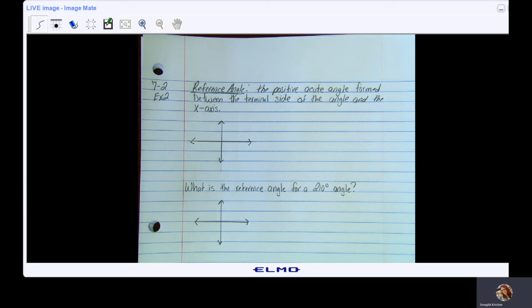And we are looking at topic 7.2, example 2, your introduction to reference angles. So a reference angle is a positive acute angle, acute meaning between 0 and 90 degrees, and it's formed between the terminal side of your angle and always the x-axis. Keep that in mind, it's always the x-axis, not the y-axis, the x-axis. That's where I see my kiddos making the most mistakes. So let's go ahead, let's put an angle on here and take a look.